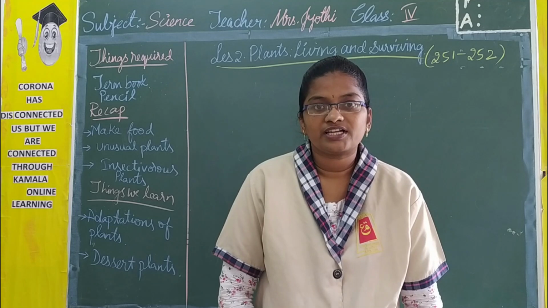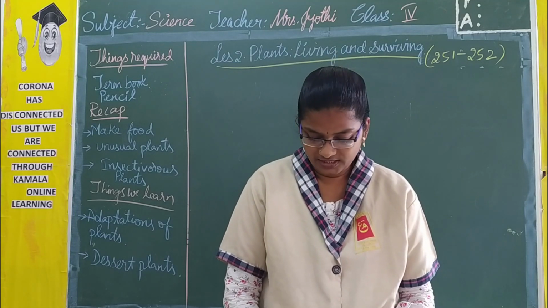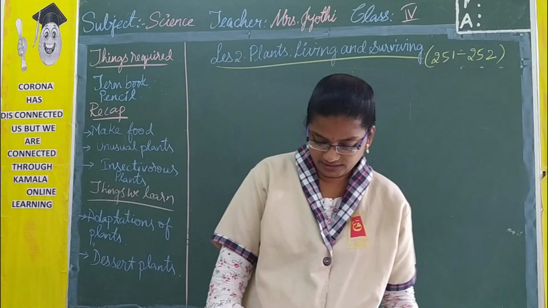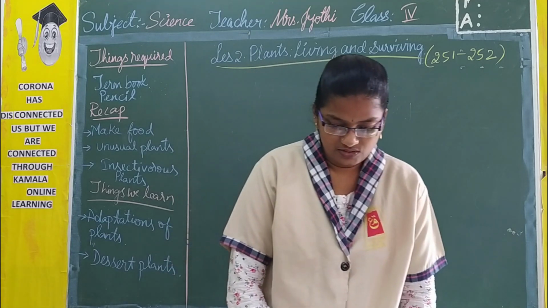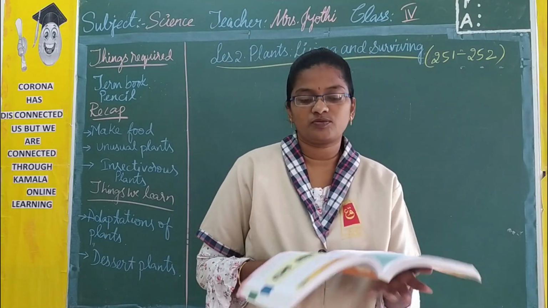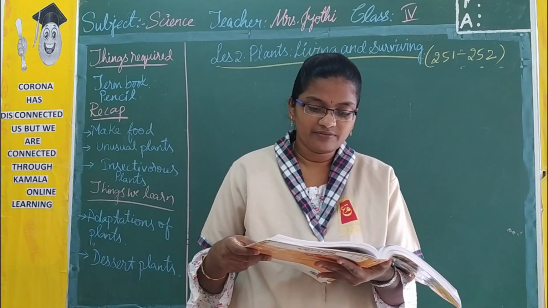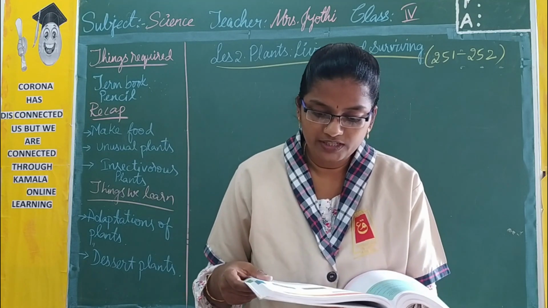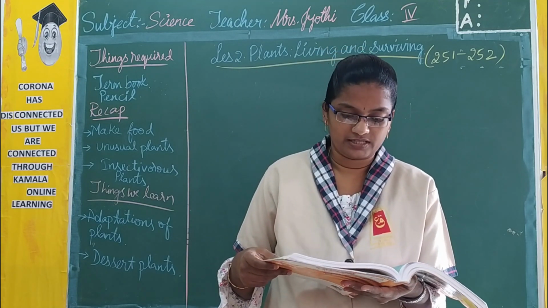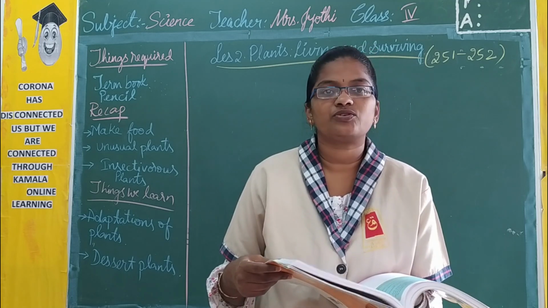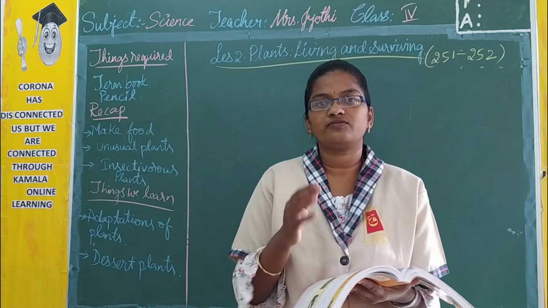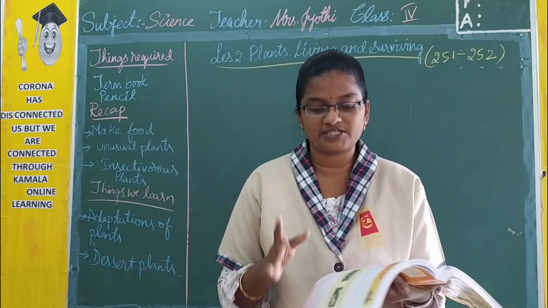Now I hope you all are ready with your textbook and pencil. So page number 251. Here the learning objectives are: describe the need for and importance of adaptations in plants, and classify plants according to their habitat. So in this lesson we are going to learn about these things specially.